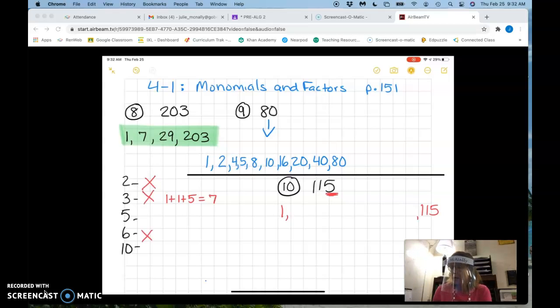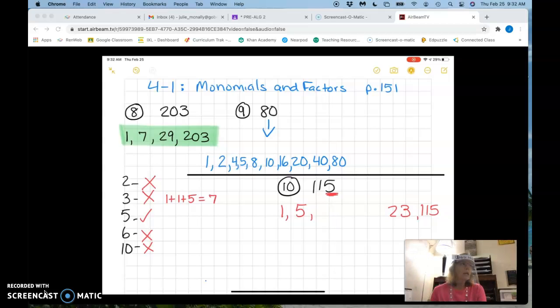6 is out. Does it divide by 5? Yeah. It does. What is 115 divided by 5? 23. I was not expecting that number. All right. And then does it divide by 10? Does it end in a 0? No. So now we have to think, is there anything else that will go into 115?